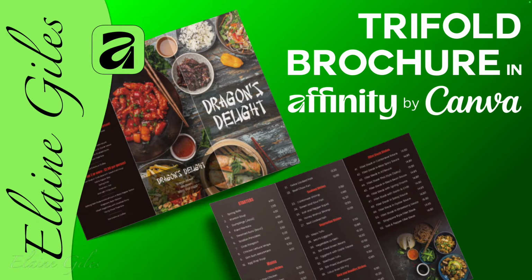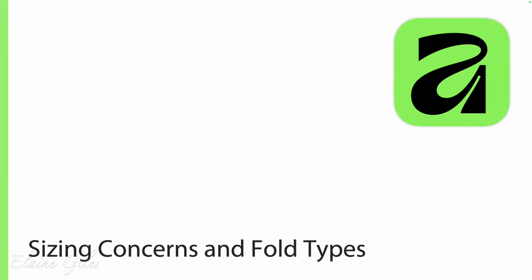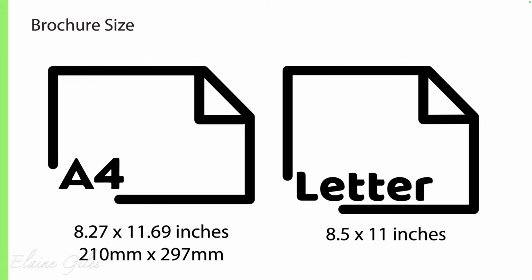Right, so Trifold Brochure in Affinity by Canva. As I said, the very first thing to think about if you're going to make a trifold brochure is the size of the page, the spread, and the fold type that you're working towards. Now, I know we have people here who will be using European sizing of A4 and also in the US letter size. So this is the brochure size that I'll be working to. I will be sticking to A4, but letter is very, very similar. It's wider in one aspect and narrower in the other. The reason that I'm going to demonstrate in A4 is the maths is easier. Seriously.